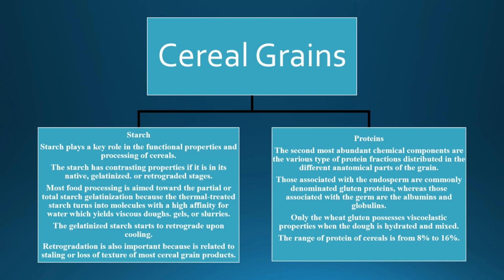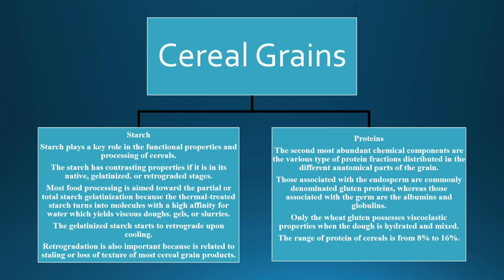Starch plays a key role in the functional property and processing of cereals. The starch has contrasting properties if it is in its native, gelatinized, or retrograded stages. Most food processing is aimed toward the partial or total starch gelatinization because the thermal-treated starch turns into molecules with a high affinity for water, which yields viscous doughs, gels, or slurries. The gelatinized starch starts to retrograde upon cooling. Retrogradation is also important because it is related to staling or loss of texture of most cereal grain.